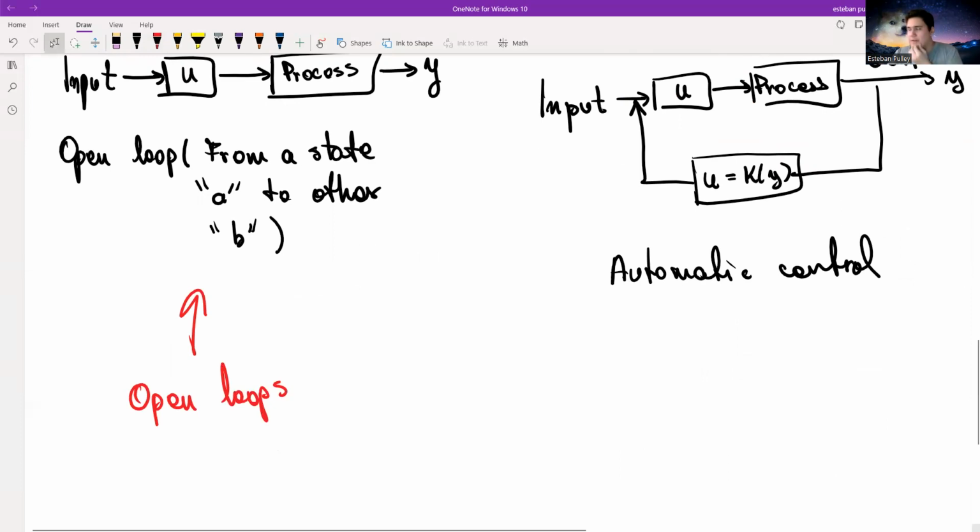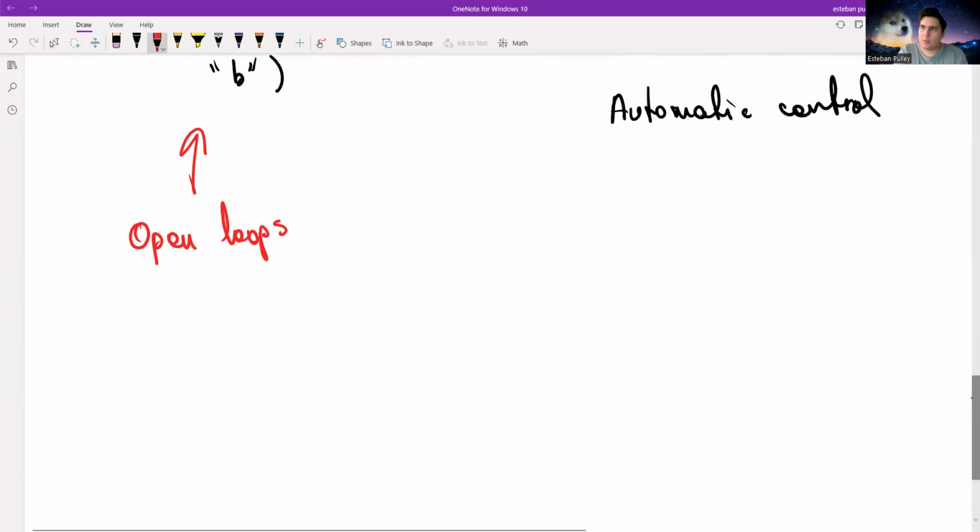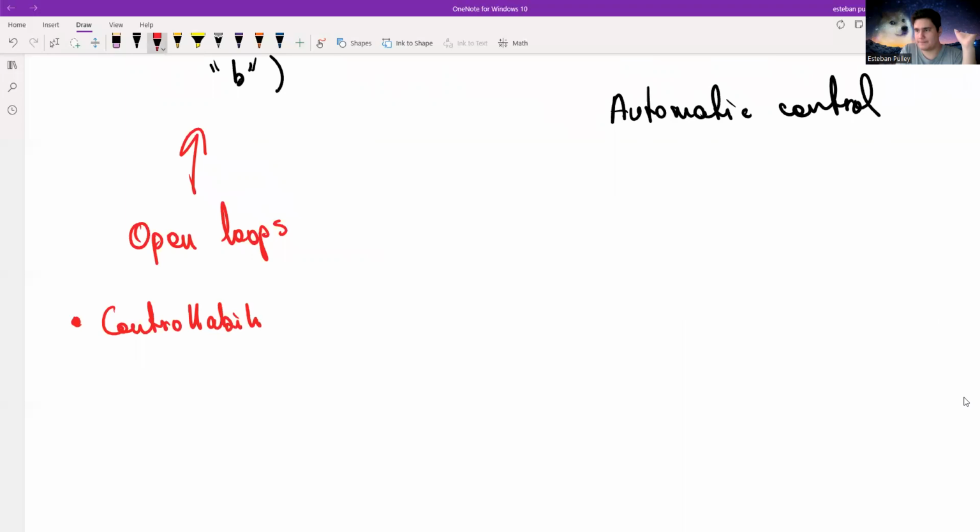One of the main aims of control theory is to determine a control such that the corresponding output has a desired property. That's the aim. So considering that, we're going to talk about two basic classical concepts of control that are controllability and observability.